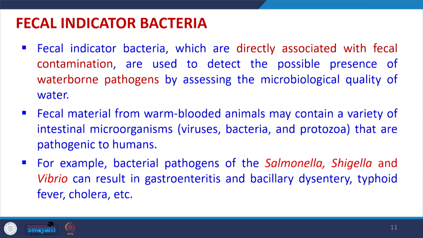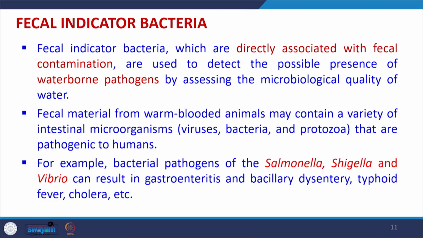Fecal material from warm blooded animals may contain a variety of intestinal microorganisms including viruses, bacteria and protozoa, which are pathogenic to humans. Examples include bacterial pathogens of Salmonella, Shigella and Vibrio that can result in various gastroenteritis and bacillary dysentery, typhoid fever, cholera, etc.